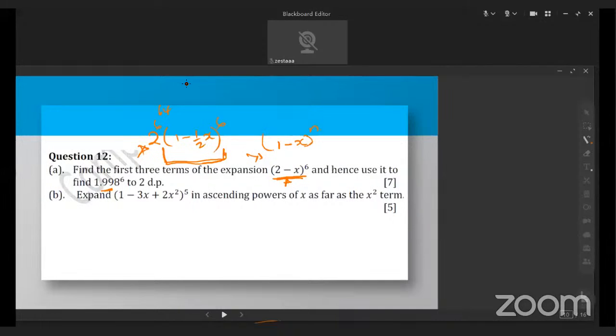Does it mean when I'm also looking for the coefficients, I have to first put the question in the form of 1 plus x power n when I'm looking for the coefficients? Yes, that's what you're going to do. Yes, please. That's what you're going to do.